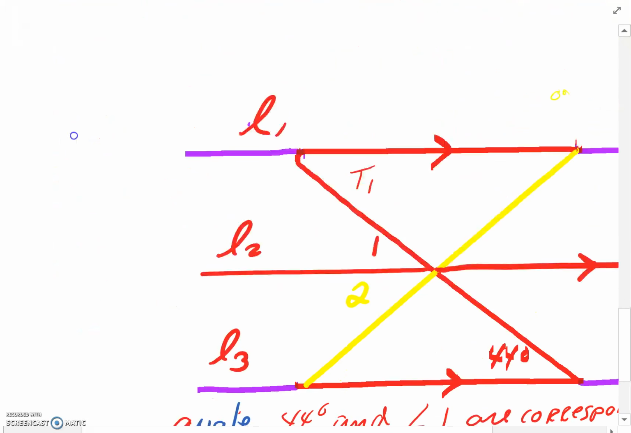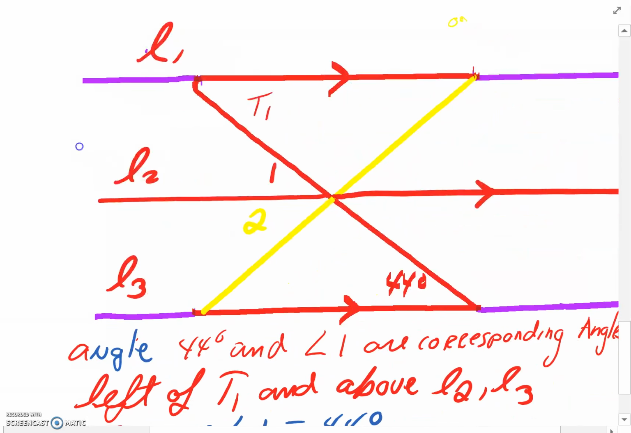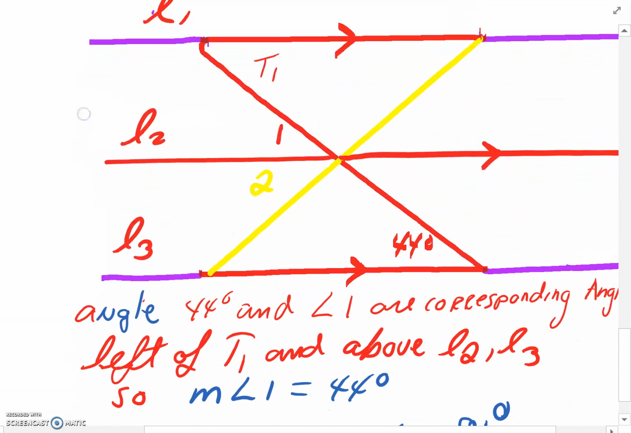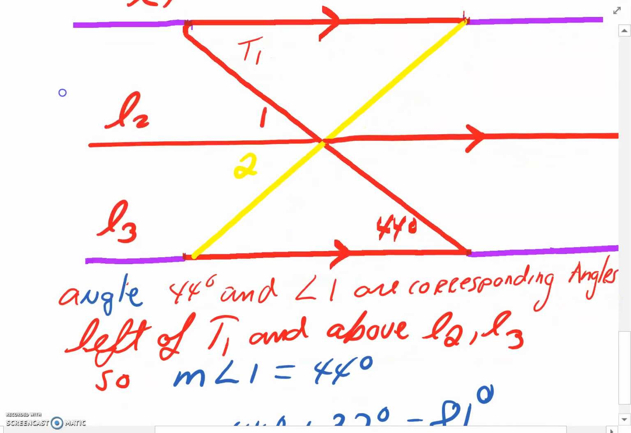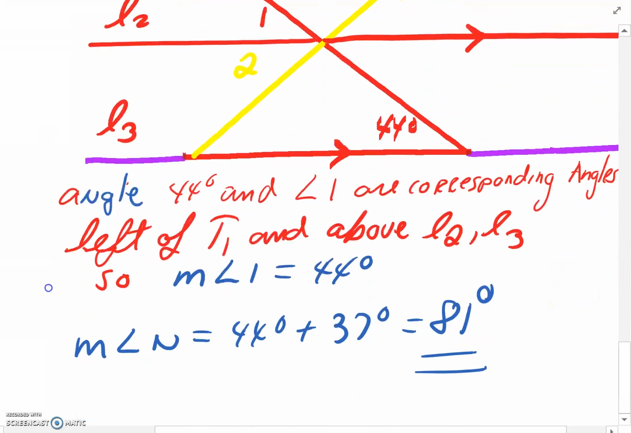So let's try to do that again. We'll take out the other one. And so I took out the other transversal, and so now I can see a similar thing, the angle with the measure 44 and the measure of angle 1. They're on the left of the transversal and they're above, so they're corresponding angles as well. So the measure of angle 1 is 44 degrees, and the measure of angle n is the sum of those two, and it's 81 degrees.